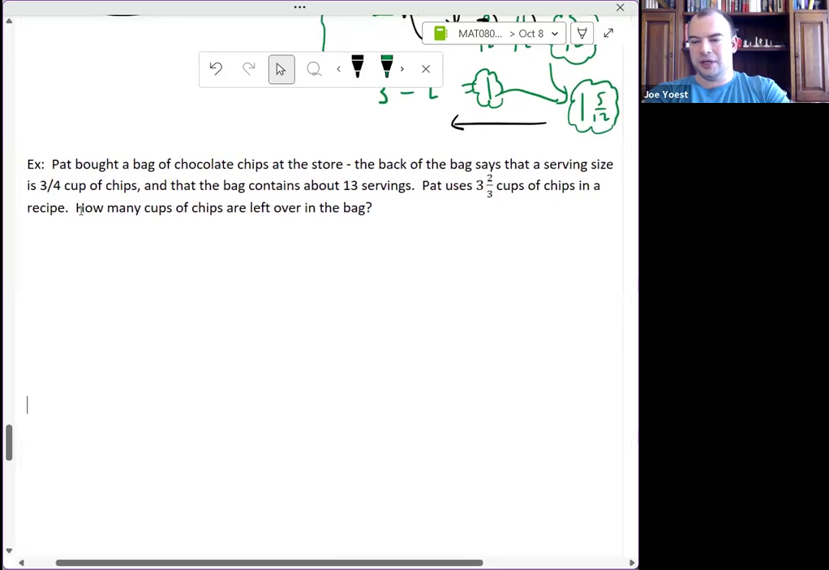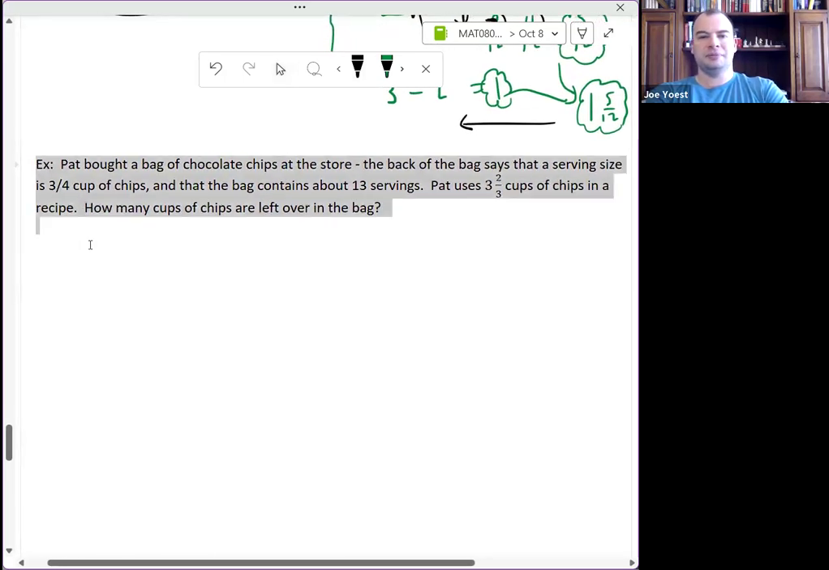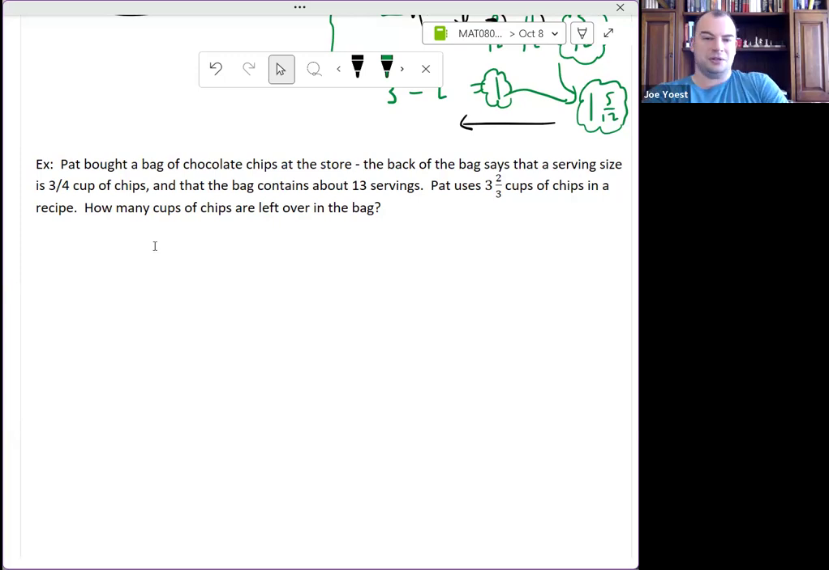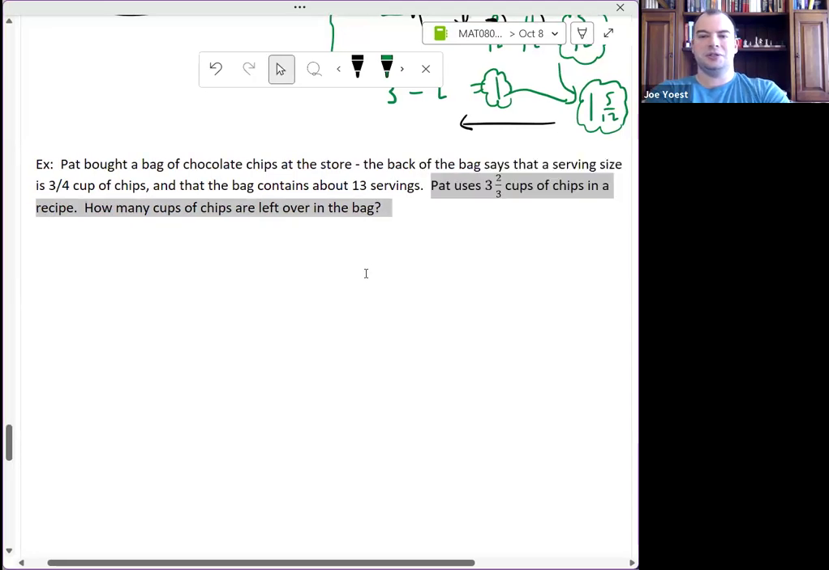And one last example here. This will probably be all we get through today. Pat bought a bag of chocolate chips at the store. The back of the bag says the serving size is 3/4 of a cup of chips, and the bag contains about 13 servings. So this is usually on the nutrition facts panel. Pat uses 3 2/3 cups of chips in a recipe, and we want to know how many cups of chips are left over in the bag. Maybe so we know whether we can make this other recipe, something like that.